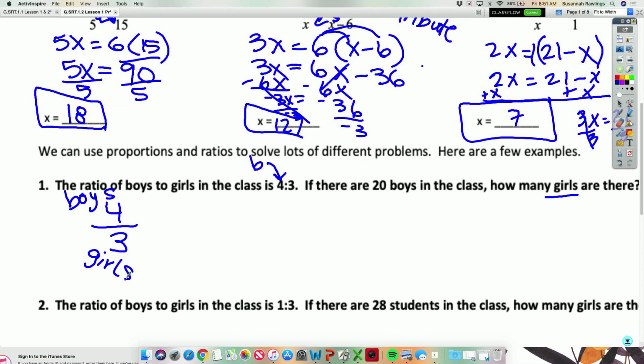So right now my ratio is boys over girls. Which one did they give me? The 20 boys, so the 20 is going to go on top. Very good. We want boys over girls. If we are looking for the girls, what can I leave that as? X. Okay, and we should know how to solve that, so go ahead and solve that one.